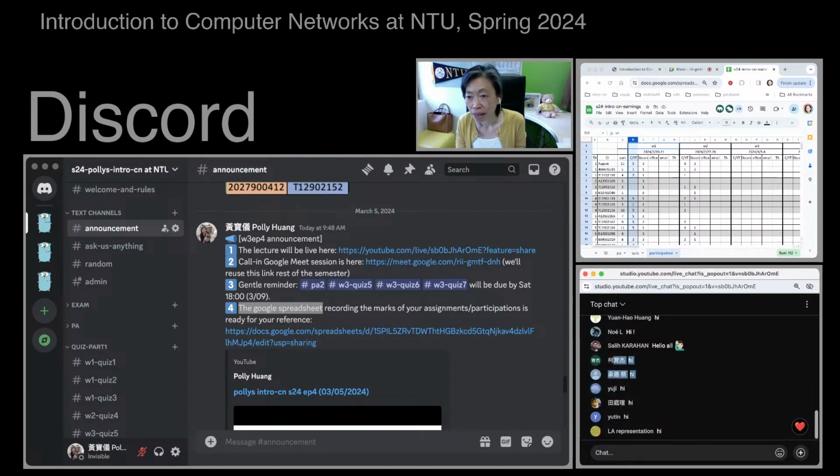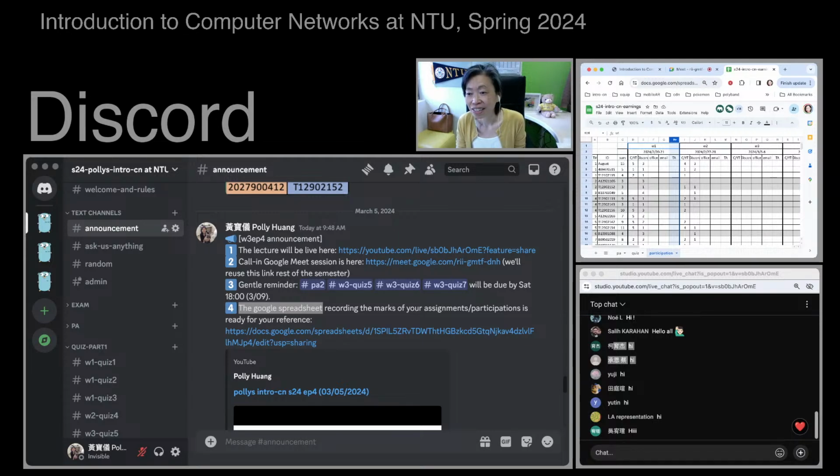The second category is participation on the score server. The third category is if you call in during the office hour. This one is email exchange with Polly. And this last column is to account your interaction with the TA.